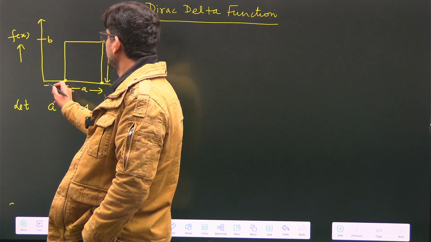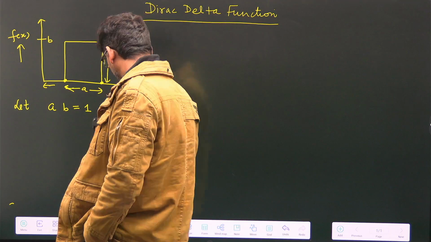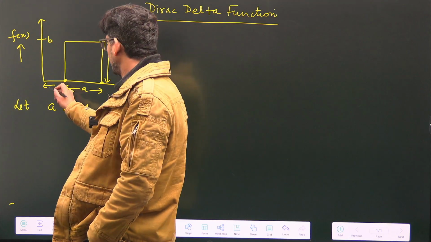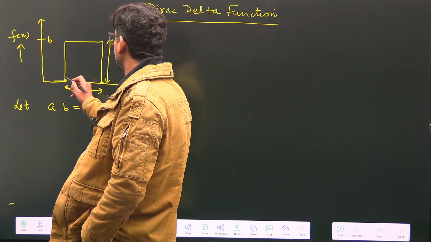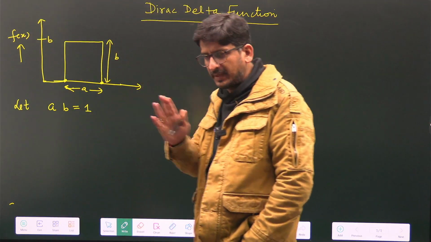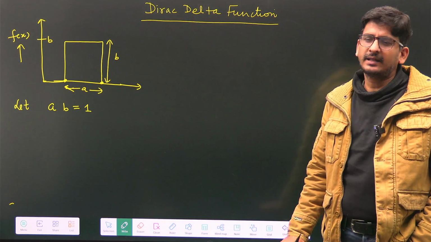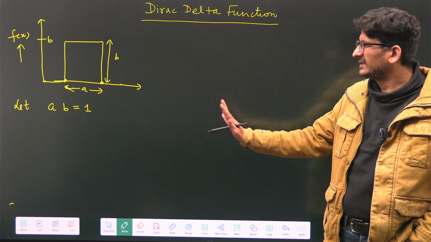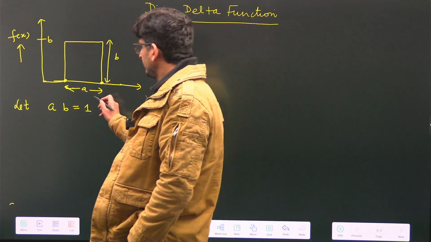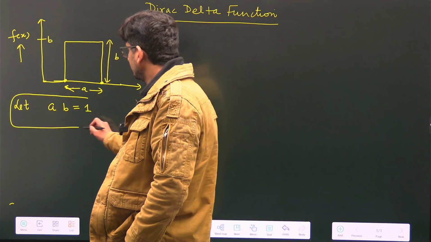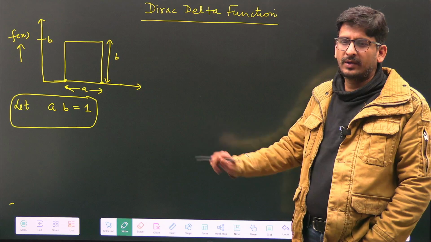Let us not make it complicated. Some coordinate you define, this is suppose x1, this is x2. So between x1 and x2 it is b and otherwise it is 0. So this is a simple function. Now this area I want to remain conserved. I do not want to change it. I want this to remain the same.